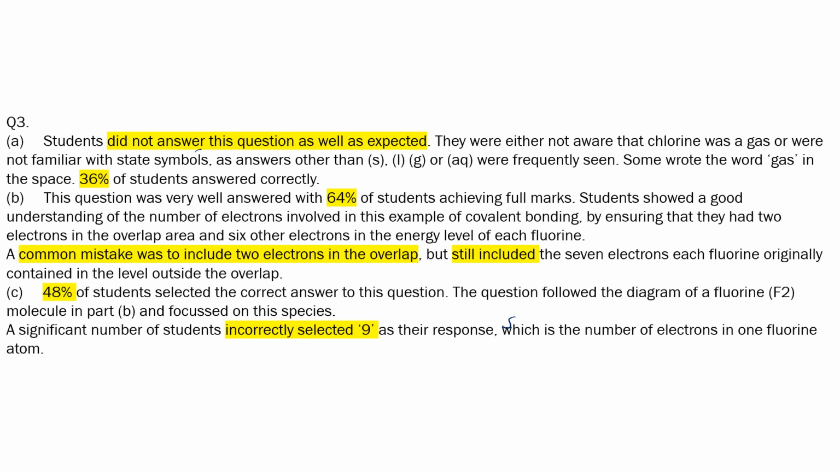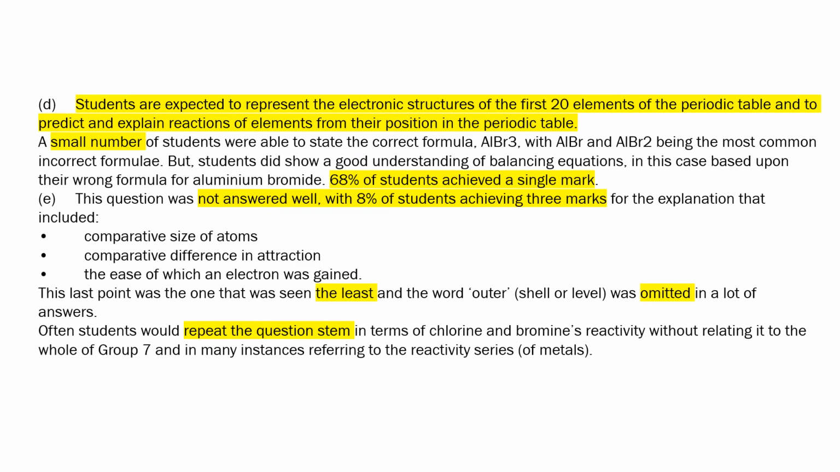C, 48% of students selected the correct answer to this question. The question followed the diagram of a fluorine molecule in part B and focused on this species. A significant number of students incorrectly selected 9 as their response, which is the number of electrons in one fluorine atom. Part D, students are expected to represent the electronic structures of the first 20 elements of the periodic table and to predict and explain the reactions of elements from their position in the periodic table. So you need to be familiar with the first 20 elements.